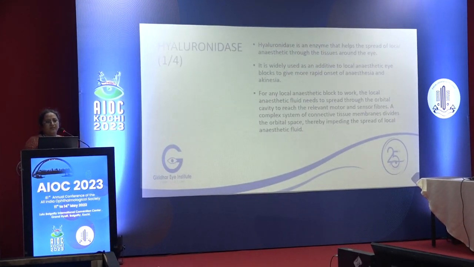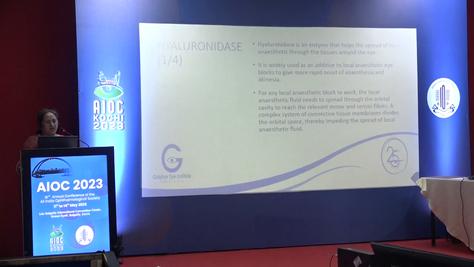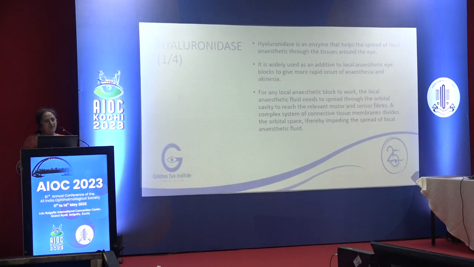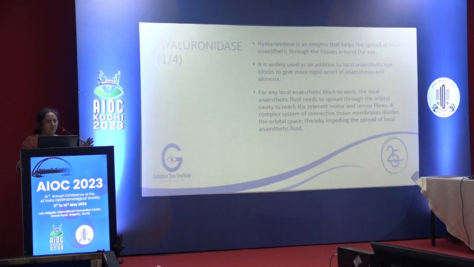Hyaluronidase is an enzyme that helps the spread of local anesthetic through the tissues around the eye. It comes actually from the testicles, a bovine derivative usually, and the main theory behind it is how the sperm enters into the ovum for fertilization. That is where this hyaluronidase was first detected.